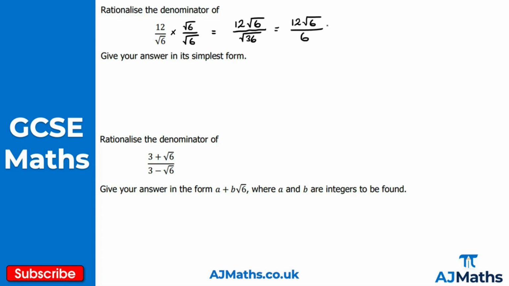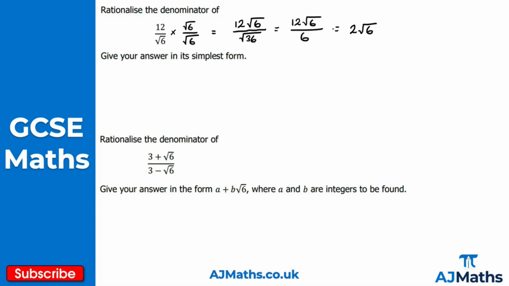And we can simplify this here. 12 root 6 divided by 6. Well, 12 divided by 6 would give me 2. So what I get then is 2 root 6. Okay? And that's our solution. That's the answer in its simplest form. Question done.